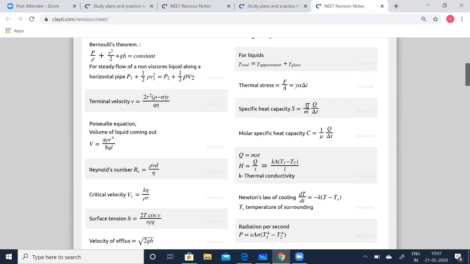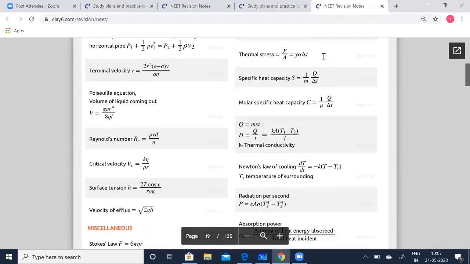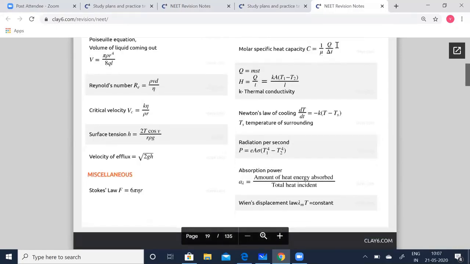Specific heat capacity S is equal to 1 by M, where M stands for mass, Q is the amount of heat energy, and delta T is the change in temperature. Molar specific heat C is equal to 1 by mu, Q by delta T, where mu is the number of moles, Q is the energy and delta T is the change in temperature. Q is equal to MS delta T, where M stands for mass, S is the specific heat capacity and delta T is the temperature change.